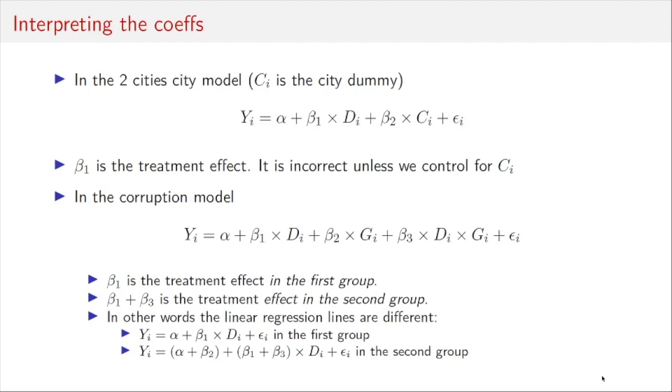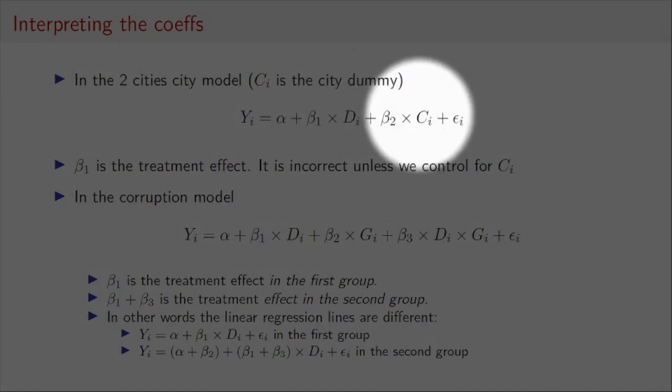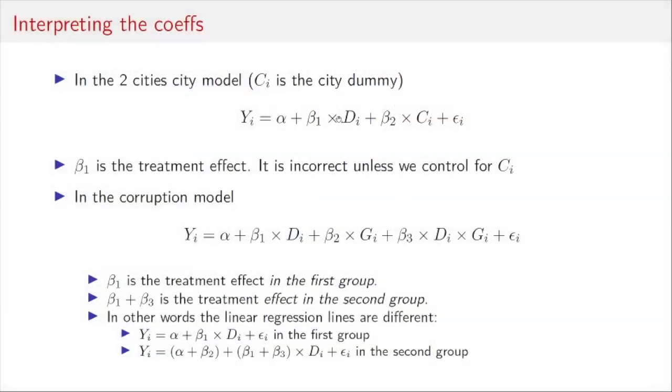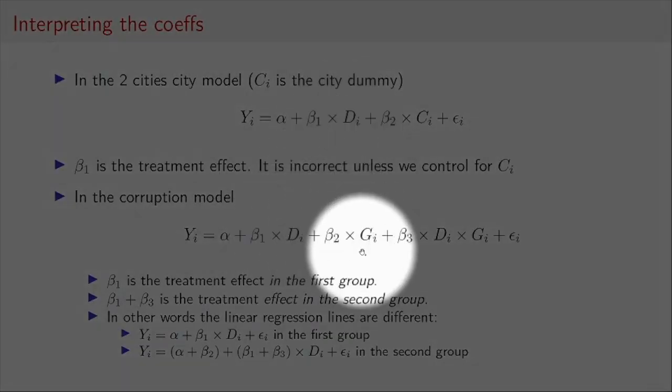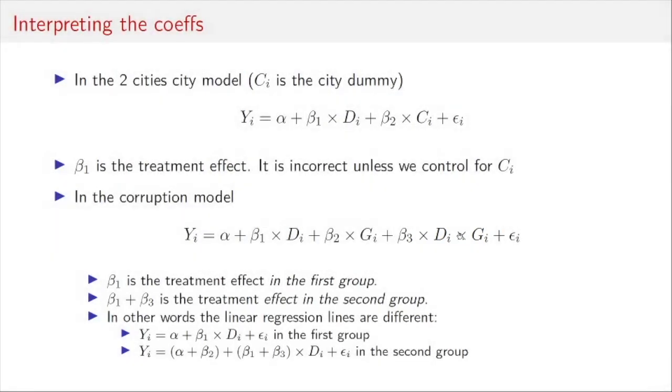Okay, so let's recap on how these coefficients are to be interpreted. In the model with the 2 cities, we have 2 terms, a dummy for the treatment and a dummy for the city. And in that case, the treatment effect is beta. However, unless we control for C, then beta will be biased, it will be incorrect. Now in the corruption model, we need to have 3 terms. We have the treatment dummy, we have the group dummy, and then we have the interaction between treatment and group, where the group defines whether or not you've been subject to corruption.